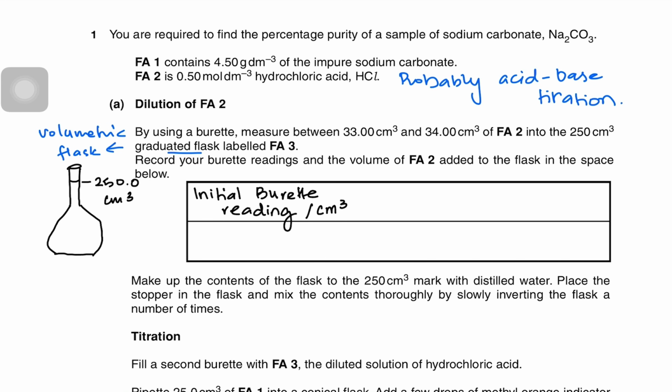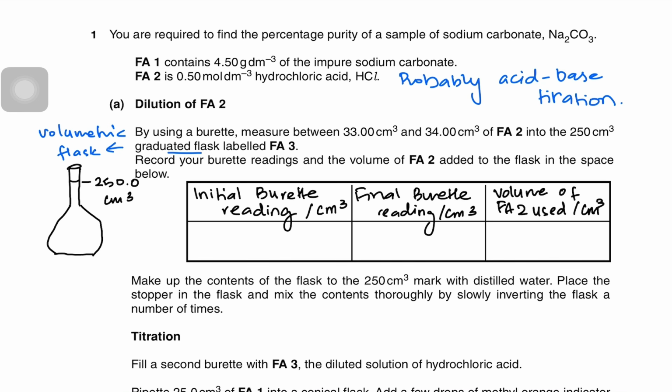Then you make a line to end the column, and then you will write the second heading, which is final burette reading, and then you write a slash in centimeter cube again. You make another line to end the column, and then you write volume of Fa2 used, and then slash centimeter cube. The headings are really important, so make sure you write the correct headings and then you write slash and the unit every time.